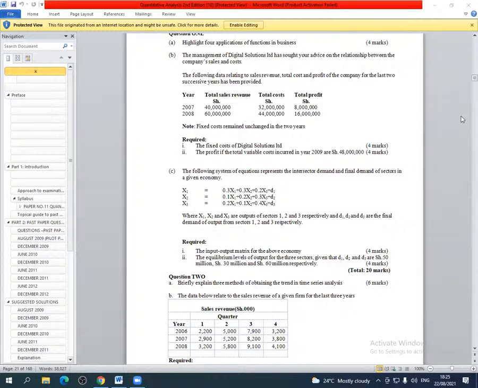Total cost was 32.44. And then we have profits. So note there that fixed costs remain unchanged in the 2 years. So required, they want us to give them the fixed cost of Digital Solutions Limited. And then number 2, the profit, if the total variable cost incurred in the year 2009 is 48 million. So is there somebody who has an idea?